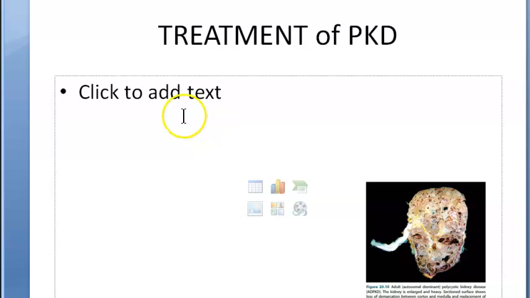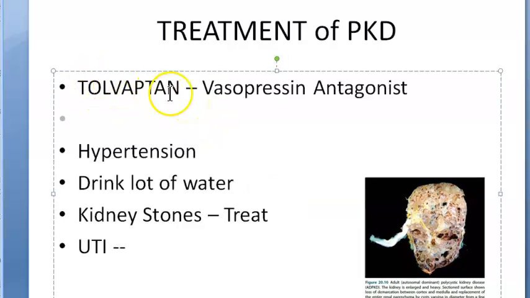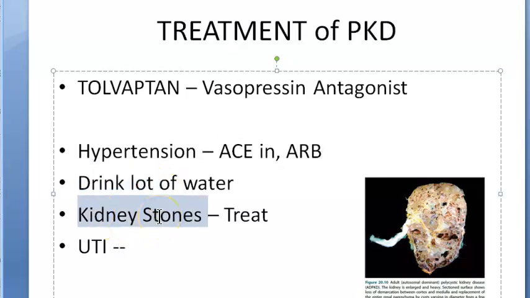Okay, guys, now let's move on to the treatment of polycystic kidney disease. The main drug that you have to write is TOLVAPTAN, which is a vasopressin antagonist. For other things like hypertension, you will give ACE inhibitors, ARBs. Tell him to drink a lot of water. If he has kidney stones, nephrolithiasis, treat that. If he has a UTI, treat that.